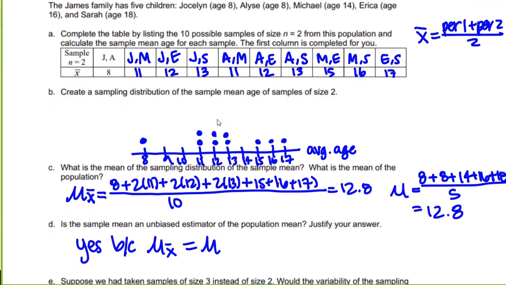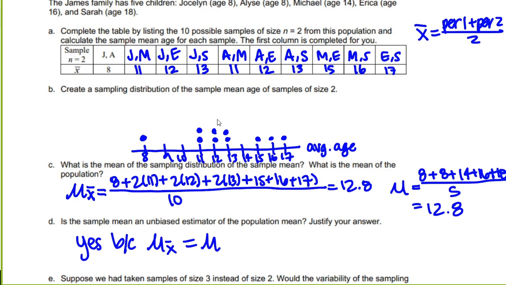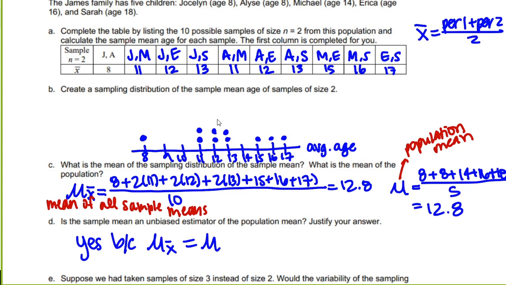For letter C, the mean of the sampling distribution of the sample mean just means that I'm going to add up all these sample means and find the mean of those. And so we use that symbol mu of x bar. It means the mean of all the sample means. And that equals 12.8. And then just mu by itself is the population mean. That's the age of all 5 kids, the average age of all 5 kids.